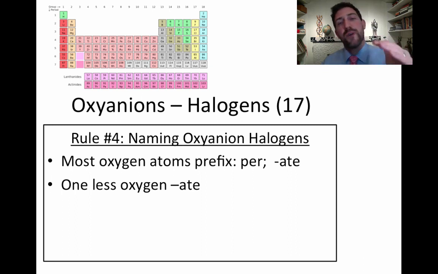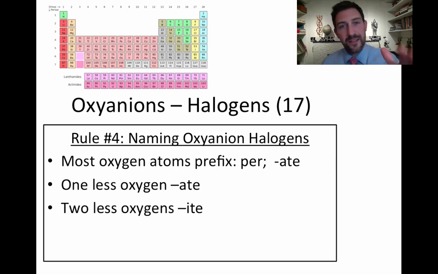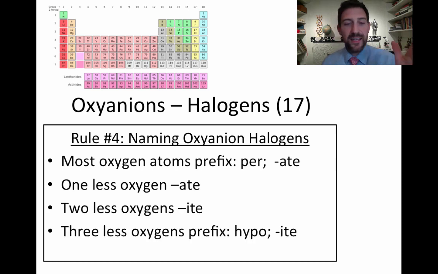The next option of oxygens with the halogens, it has one less, is ate. One less than that is ite. And then the fewest is hypo-ite. So the per is like hyper, but they shortened it because we're all too hyper to write the HY. I don't know. But per and ate, and then the least is hypo with ite at the end.